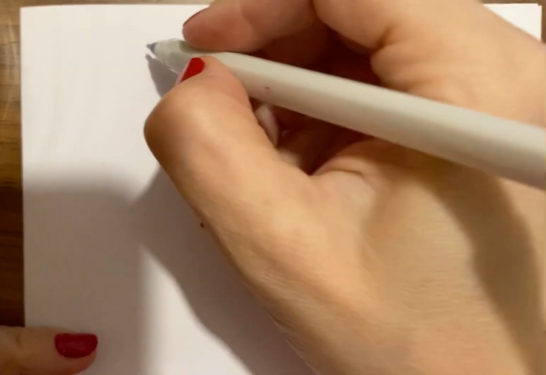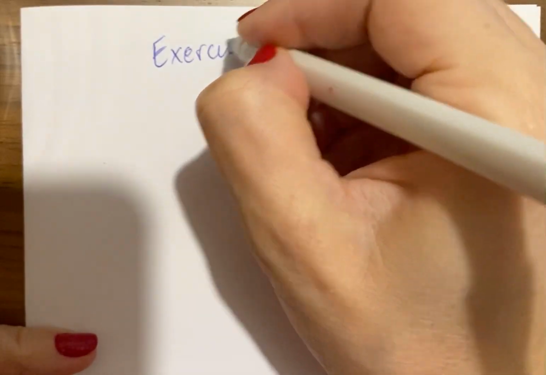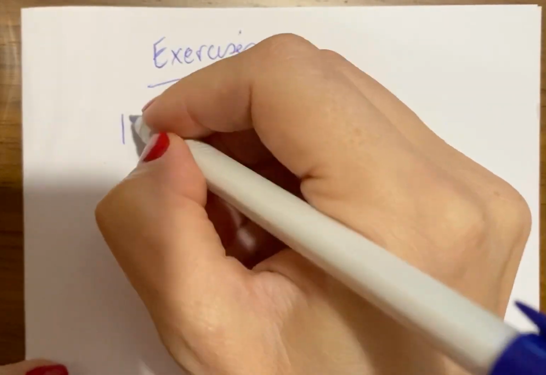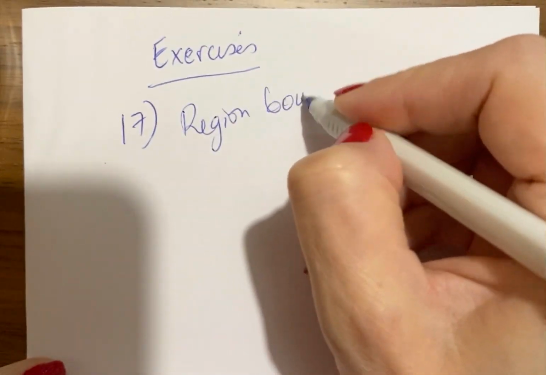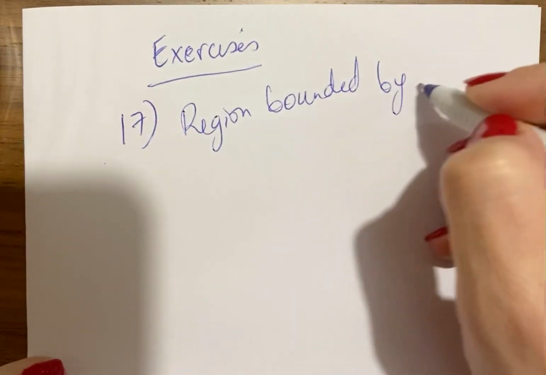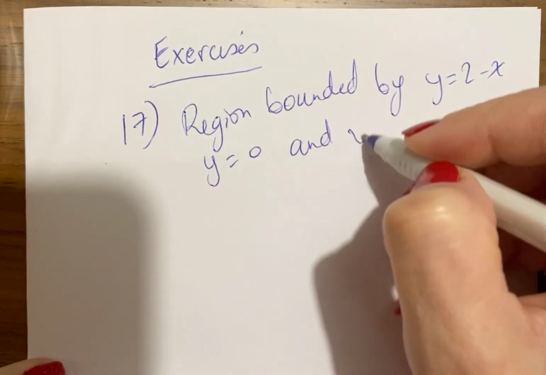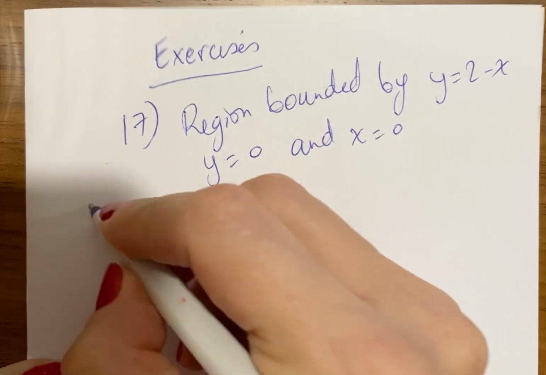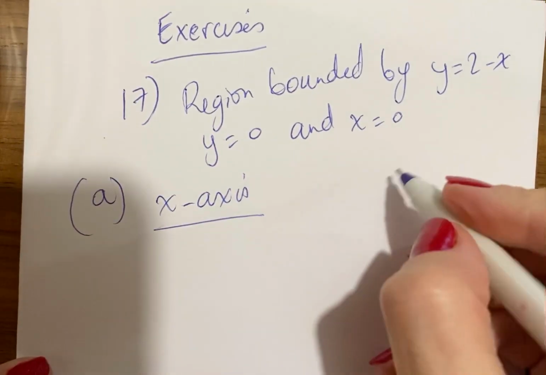So we're going to solve a couple of exercises on section 5.2. Like for example number 17, we want the region bounded by y equals 2 minus x, y equals 0 and x equals 0, and we want to rotate it first about the x-axis. First thing we have to do is to draw the region.